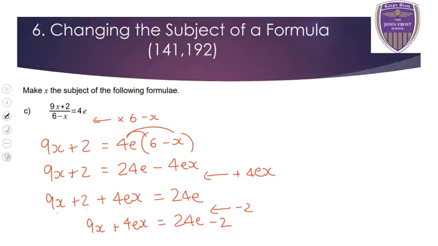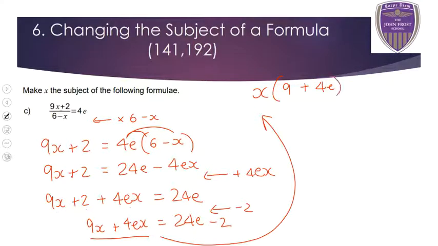All right, and then from there, we've done a couple of these before. So there's an x in both terms. The only way we're going to get rid of all the other things that are attached to that x is if we factorize. But we can only factorize because there's an x in both terms. Okay, so we're going to factorize this side now. The thing that's common in both of those terms is x. So x goes on the outside of the bracket. To make 9x, you would times by 9, and to make 4ex, you've already got the x, so you times by 4e. And then 24e − 2 stays the same on the other side.